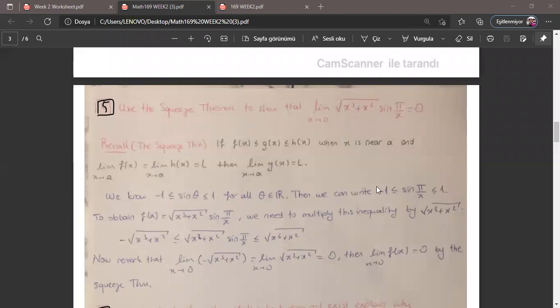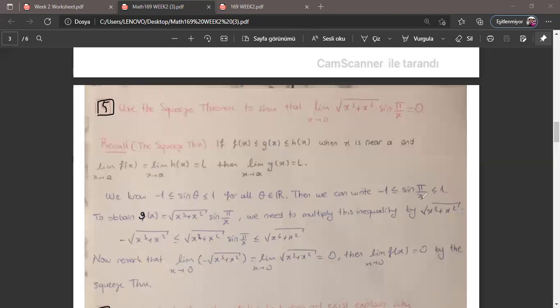Now we need to have this function. Here I wrote f, but we mean g actually. Let's write it as g to be clear. This is g. We need to obtain this one's limit. So if we multiply this by the square root of x cubed plus x squared, we will get this function, right?